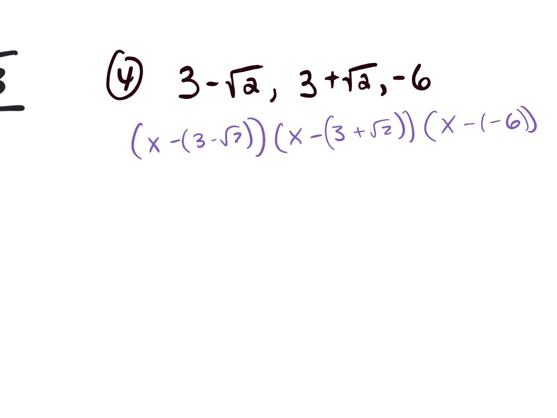So what do you think I should do first here? Before I FOIL, I want to distribute that negative to both things on the inside. So my first parentheses becomes x minus 3 plus square root 2, because it's negative times a negative. And my second one becomes x minus 3 minus square root 2. And then I have x plus 6.